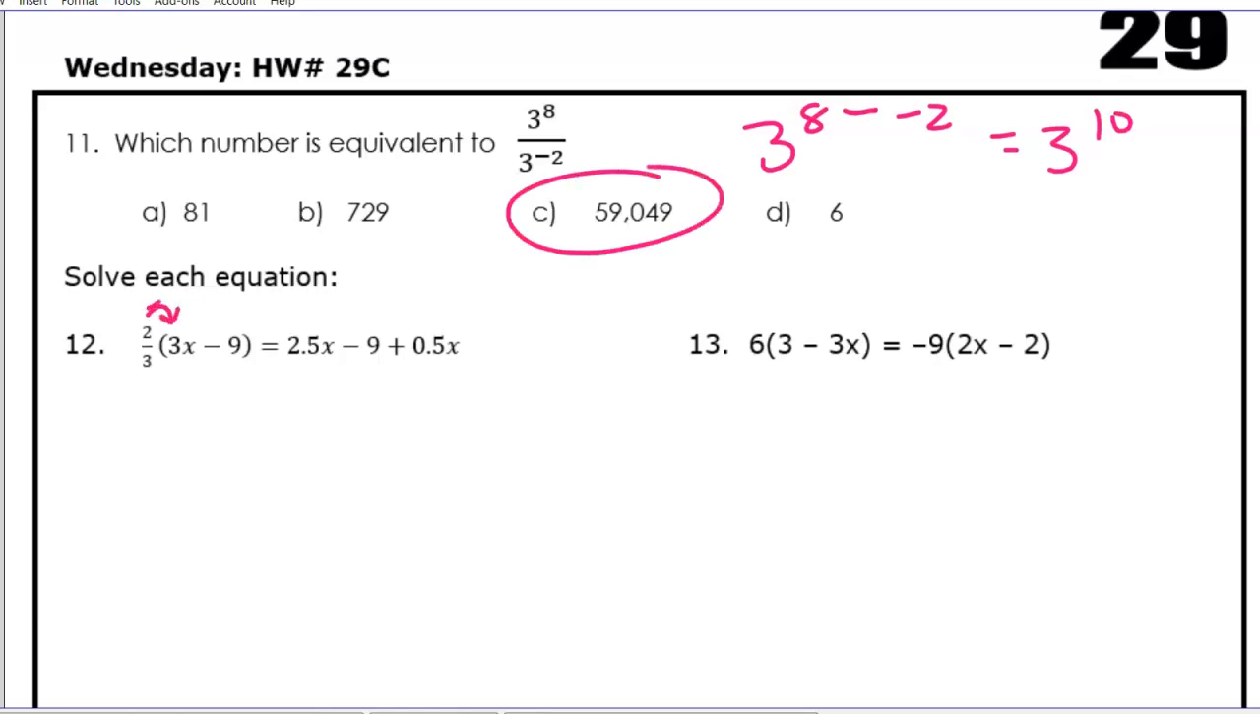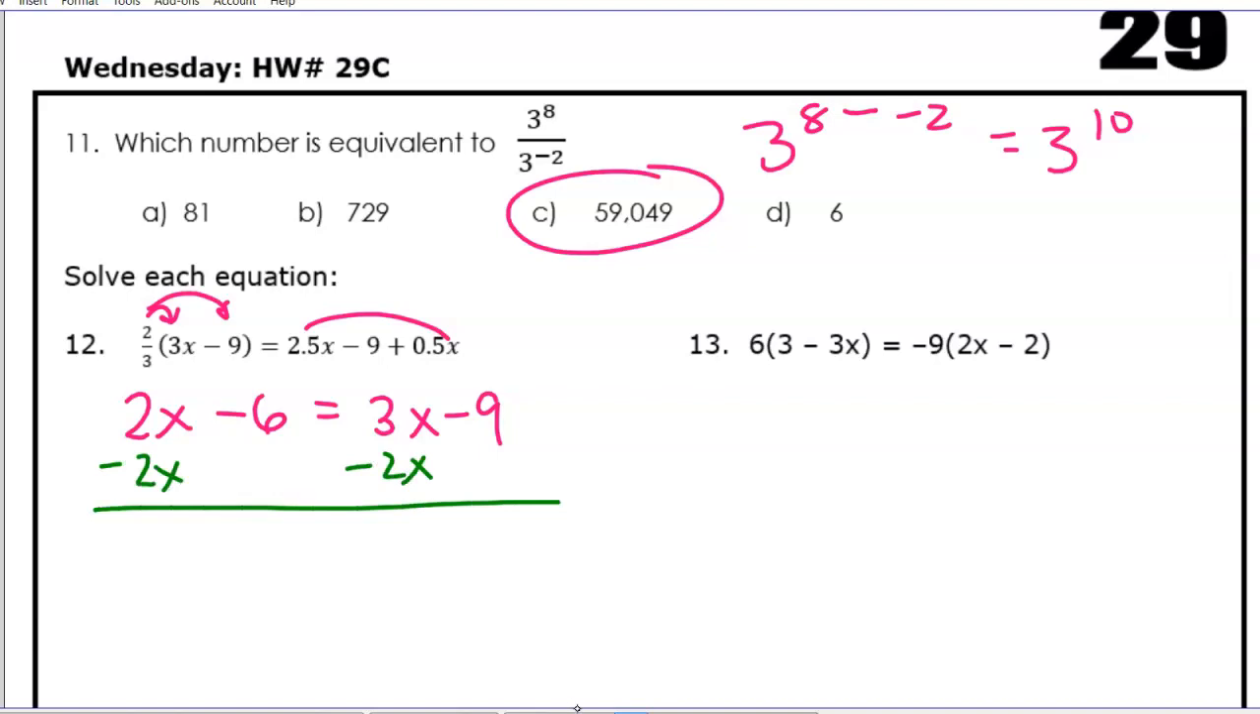Number 12, I need to distribute. So 2/3 times 3x is 2x, and 2/3 times minus 9 is minus 6. And then combine like terms on this side. 2.5 plus 0.5 is 3x. And now I'm going to use an inverse operation here. I like to get rid of my x's first, so that if my x disappears, I know right away. And looks like my final answer is 3.